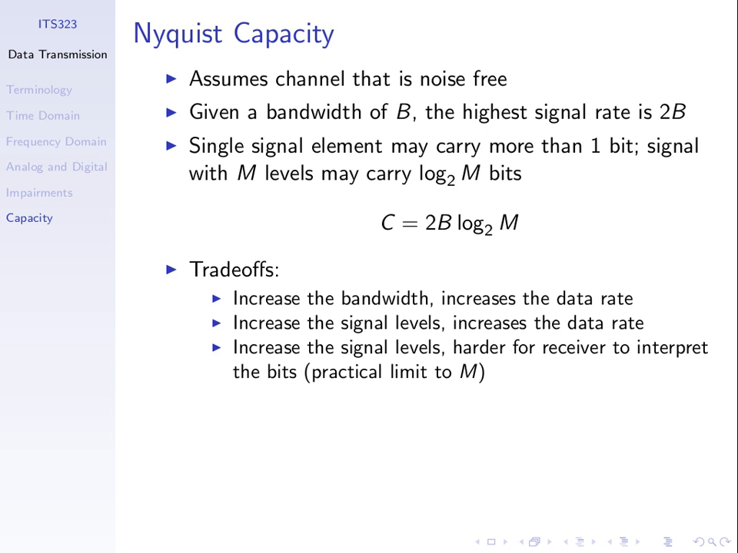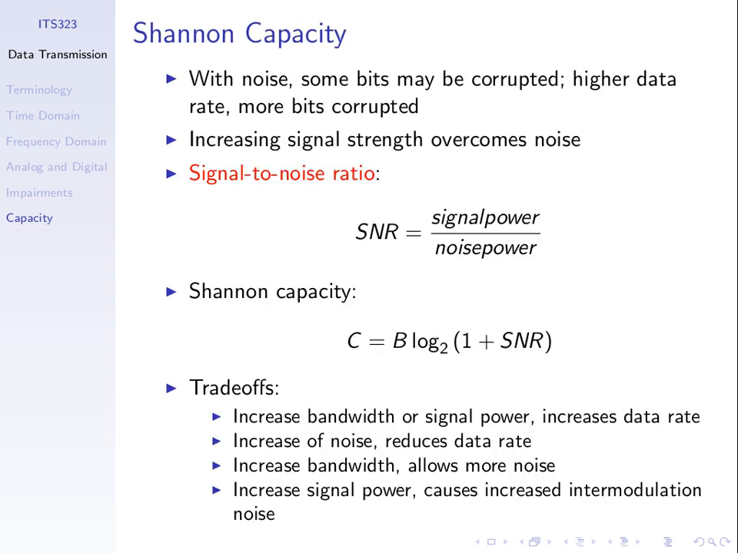Shannon extended this work and came up with a relationship between bandwidth B and maximum data rate or capacity C, which took into account the amount of noise in the system. So assuming now there is noise, which is true, we may get errors, okay? And that effectively reduces our data rate.